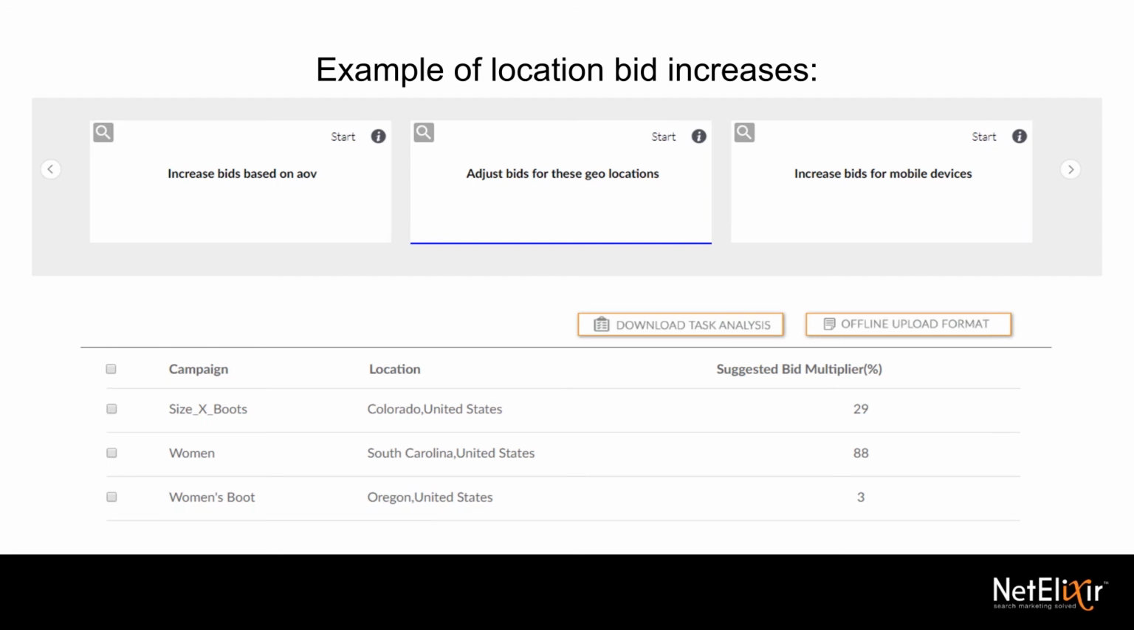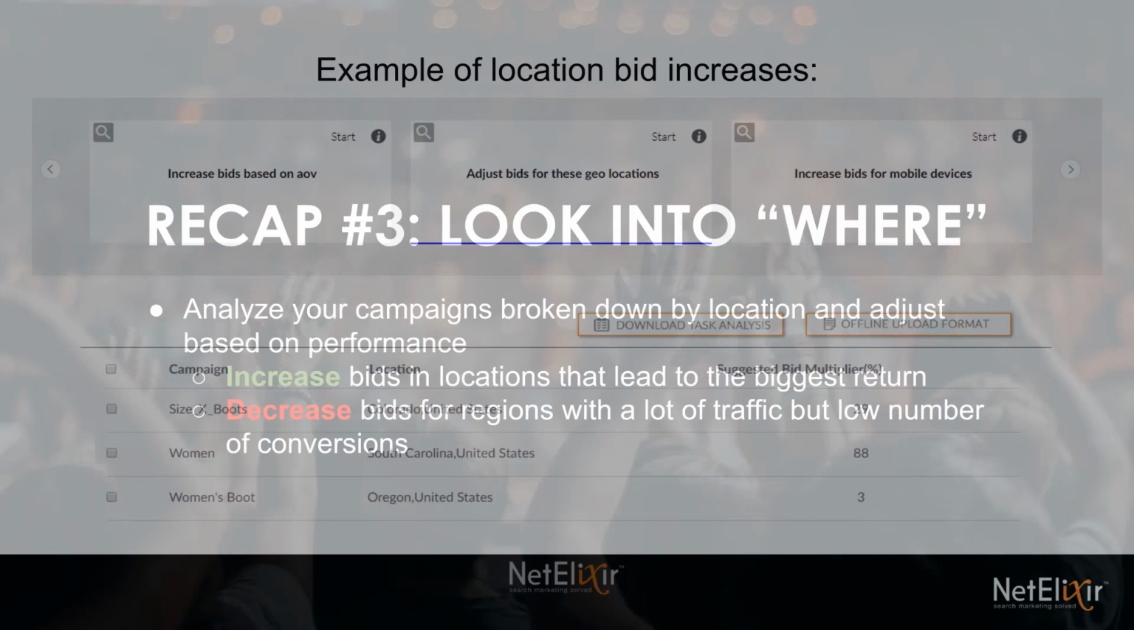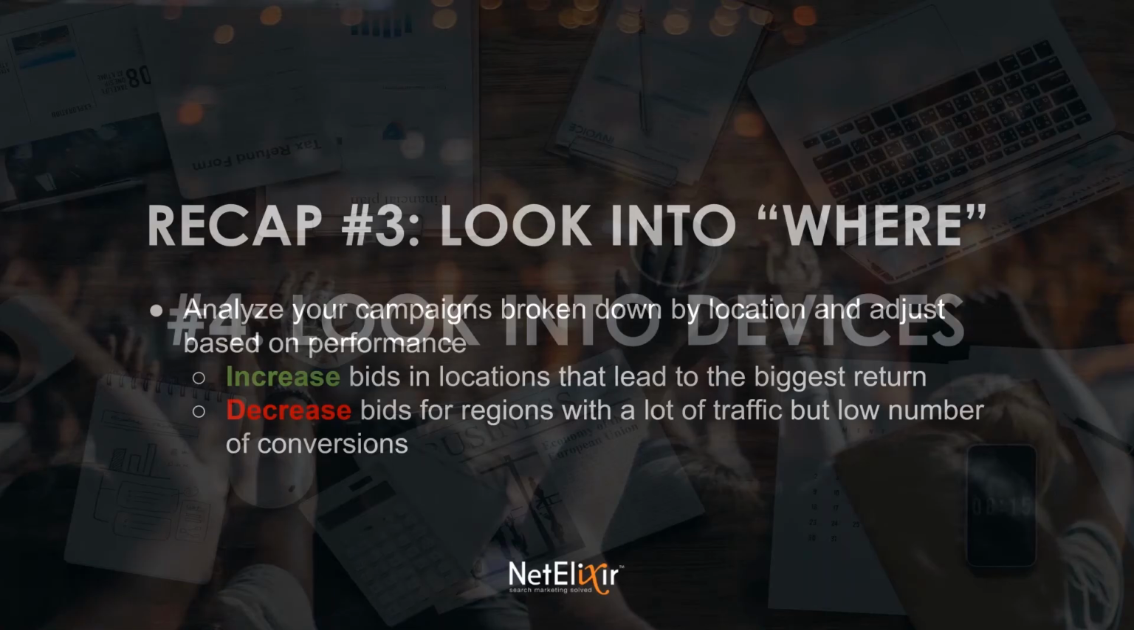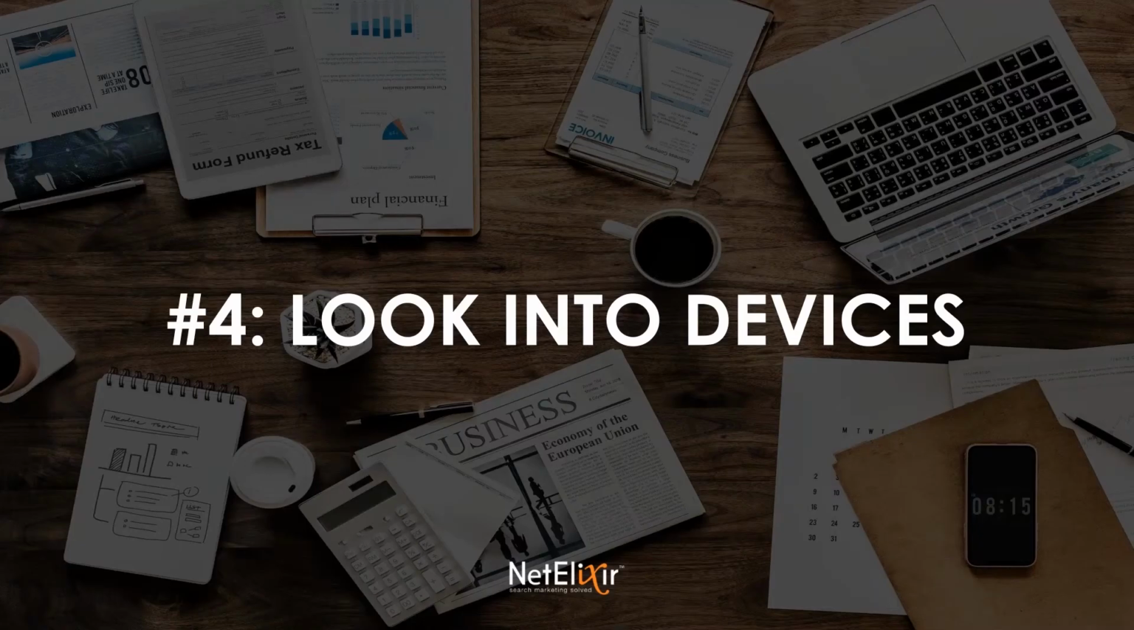Great, thank you, Sam. So to recap tip number 3, looking into the where. You want to make sure to analyze your campaigns broken down by location and adjust bids. Increase those bids in locations that are driving revenue and decrease the ones for regions with a lot of traffic and a low number of conversions. Next one, looking into devices. Don't make the mistake of just leaving it up to Google on which device you show up for. Make the right change according to your data.